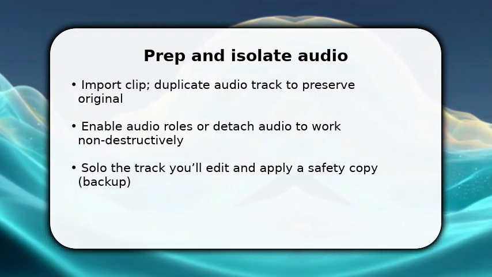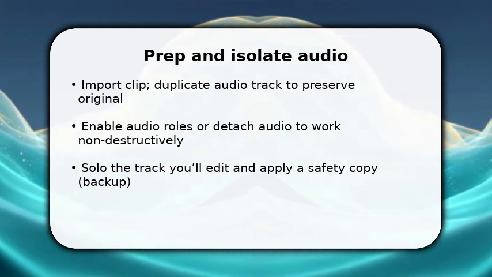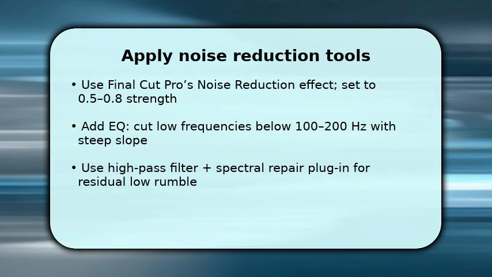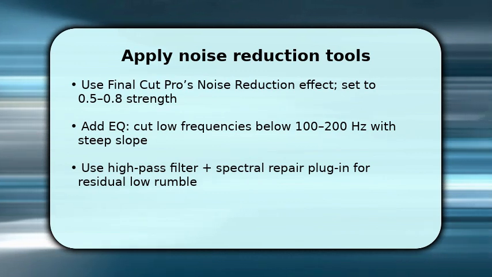You'll now reduce wind content while retaining voice. Add noise reduction and start around 0.5 strength. Increase only if needed because too much smooths consonants. Then insert an EQ and apply a high-pass filter cutting below 100-200 Hz with a steep slope to remove rumble. Once that's active, audition with A/B.